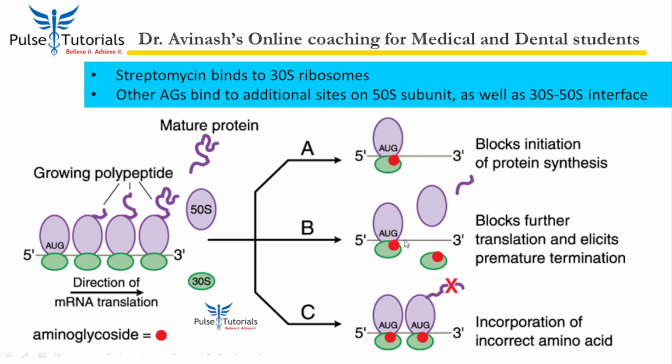Now, once inside the bacterial cell, the process is kind of different. Some antimicrobials like streptomycin, an aminoglycoside, will bind to the 30S ribosome. Others will bind to the 50S ribosome, the 30-50 interface, the junction between 30 and 50.